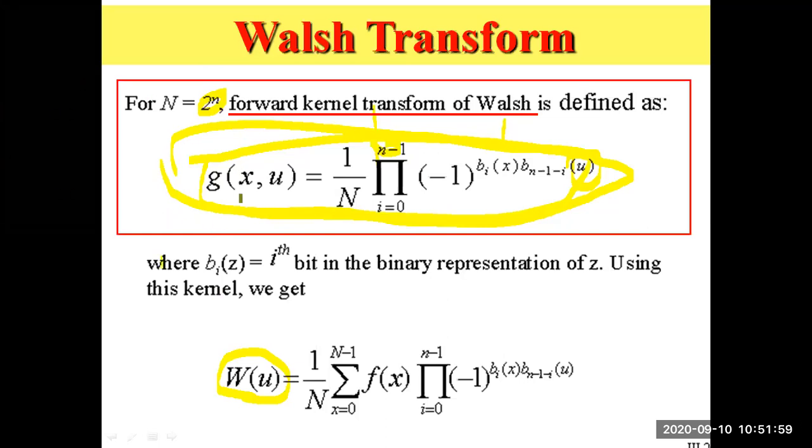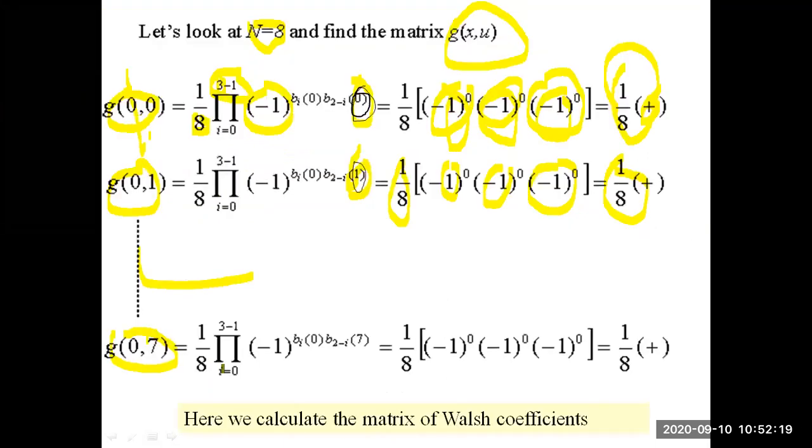This g of x comma u is represented with the same notation, but for flexibility we are replacing g of x comma u as W of u. Remember, x is input, u is output. The formula is like this. From this formula, I am calculating for capital N equals 8. So how many values? Horizontally 8, vertically 8.